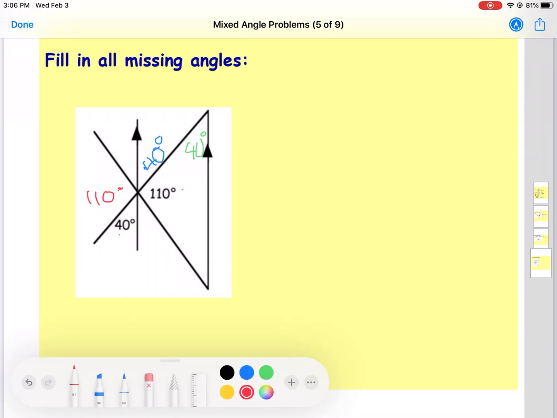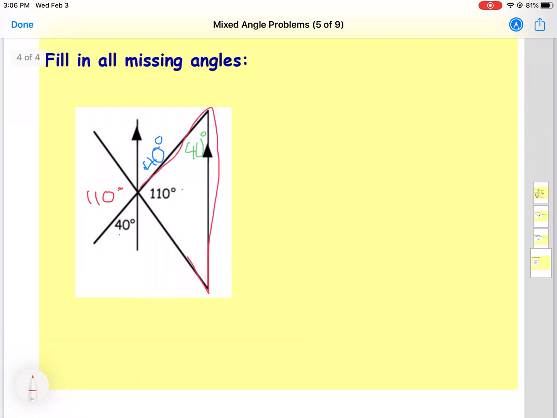Then I have got a triangle down the right hand side, so 180 take 110 take 40 will give me the bottom angle. All those had to add up to 180. So that'll be 30 down the bottom there. And we'll get rid of the red lines again.